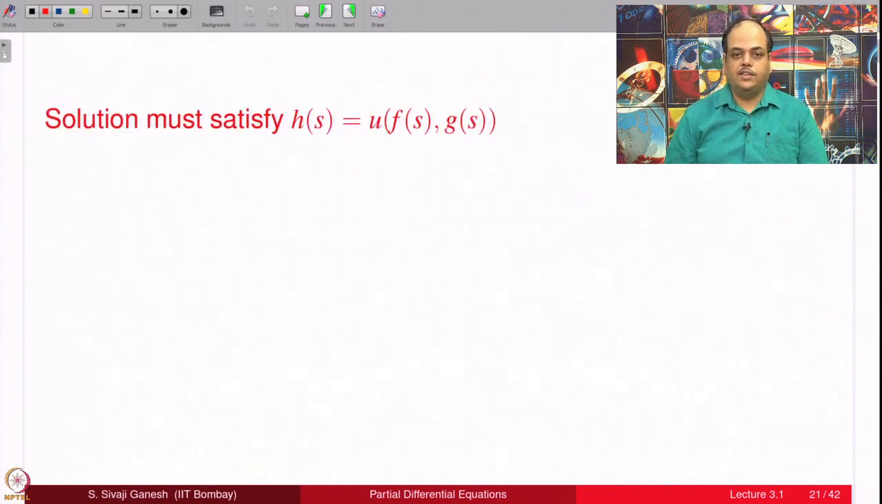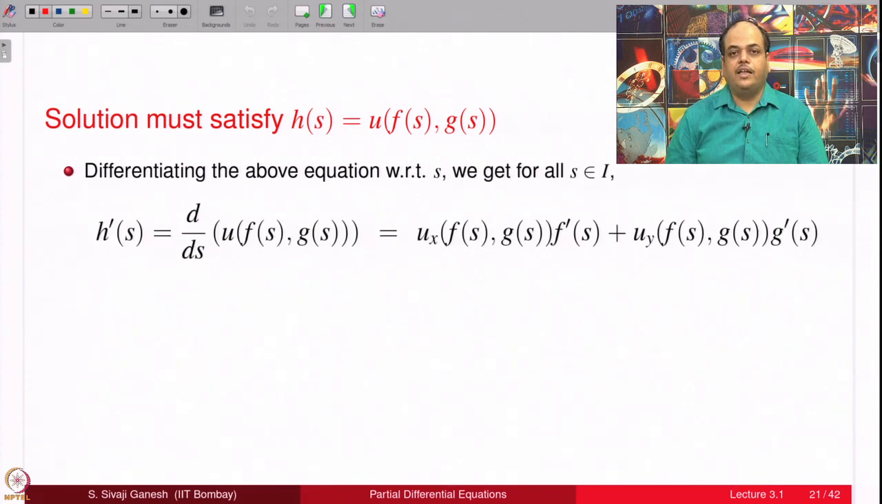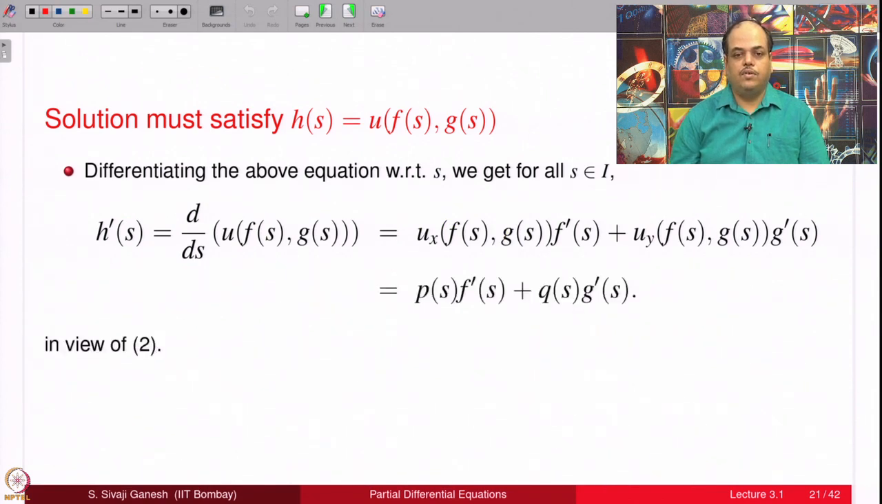The solution must satisfy h(s) = u(f(s), g(s)). So, let us differentiate this equation, because we want to get an equation for p(s) and q(s). We differentiate this and apply the chain rule. From here we get this, but u_x is p(s), u_y is q(s). Therefore, that is p(s) f'(s) + q(s) g'(s).